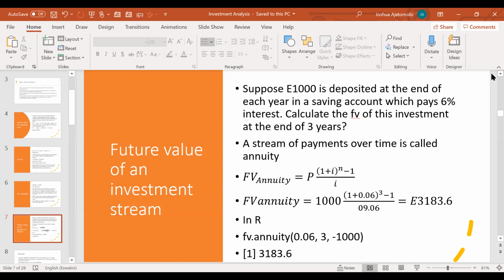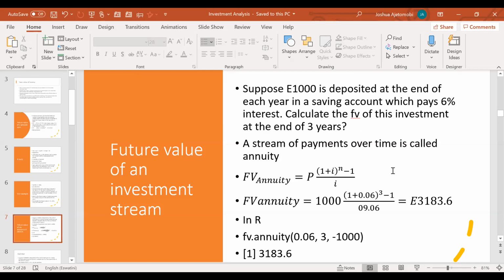The other one you deposit will work for 1 year. So the way to calculate it is a bit different because this is the case of annuity. A stream of payment over time is what is called annuity. So if it's annuity, the formula is different. The formula is E into 1 plus I raised to power n minus 1 over I. This is not a sum. This is like a stream of payment over time.